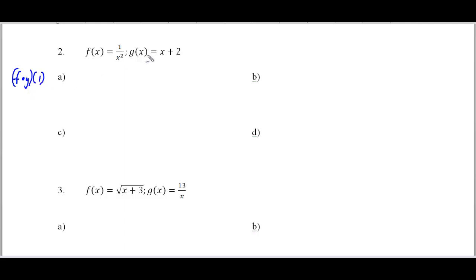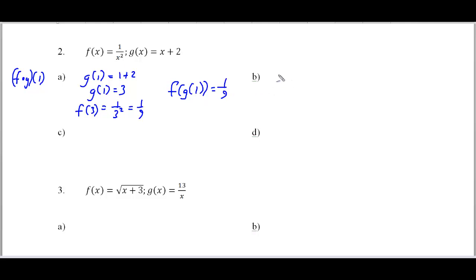of 1. So I'm going to take my 1 and plug it into my g of x there. So this is 1 plus 2. G of 1 is equal to 3. Then I'm going to take that and plug into my f. So now I've got f of 3, which is 1 over 3 squared, which is 1 over 9. So my answer of f of g of 1 is going to be 1/9.